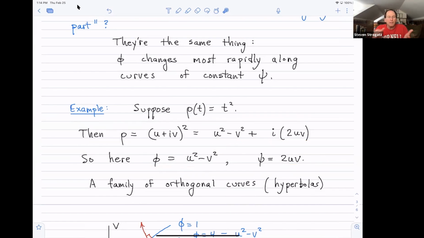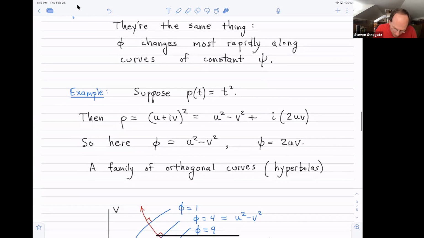Okay, now think about this for a second. What are the level sets of these functions? Actually, let's focus on the function phi, because that's the one we're interested in. We're interested in when phi changes or descends most rapidly. So think about where phi doesn't descend at all. Think about contours of phi where phi is constant, the level sets of phi.